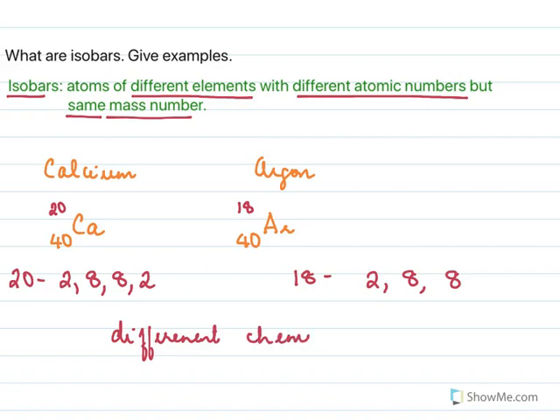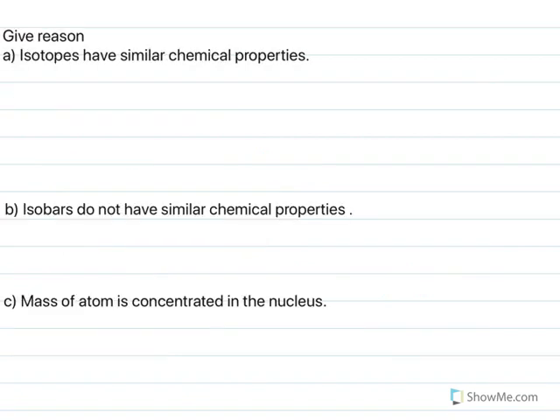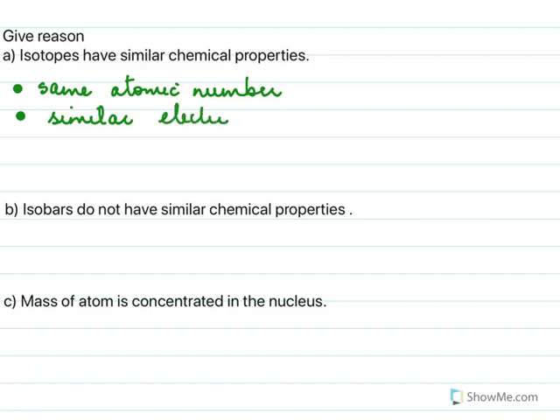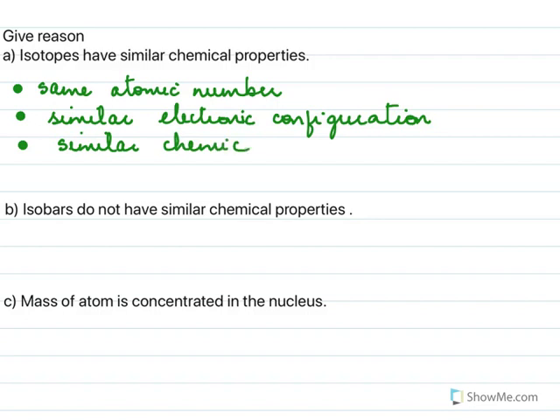Isotopes have similar chemical properties. I'm just writing it in points. You will say first, isotopes have the same atomic number, and because they have the same atomic number, they have a similar electronic configuration. In fact the same electronic configuration, so their valence electrons are the same, so they have similar chemical properties. And the reason is all because they have the same atomic number.